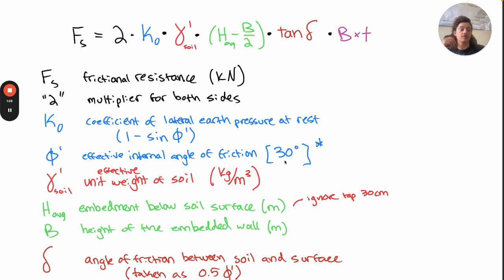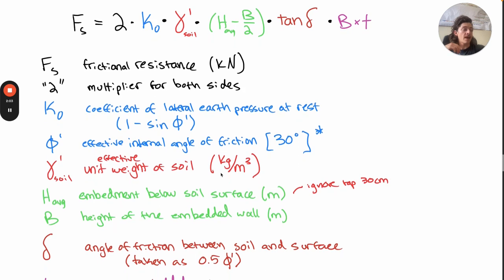We have the effective unit weight of the soil in kilograms per cubic meter. We have H average, which is the average embedment below the soil surface. And remember, we're going to ignore the top 30 centimeters. This is just a conservative estimation. We can assume the top 30 centimeters will probably get disturbed during construction. It hasn't consolidated, it's not confined, and it's probably not going to achieve the force that we are assuming, so we ignore those top 30 centimeters.